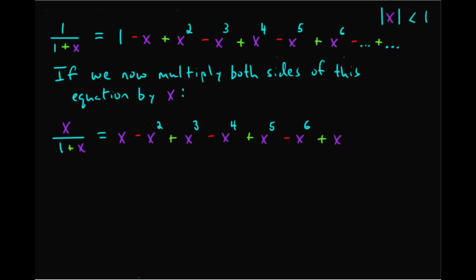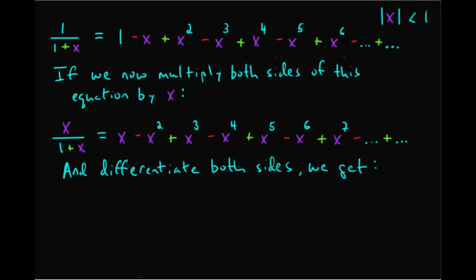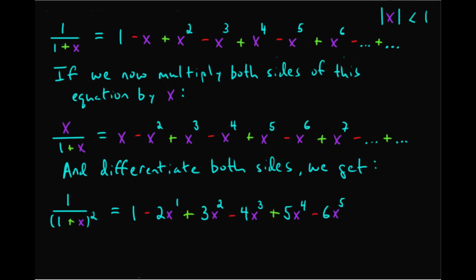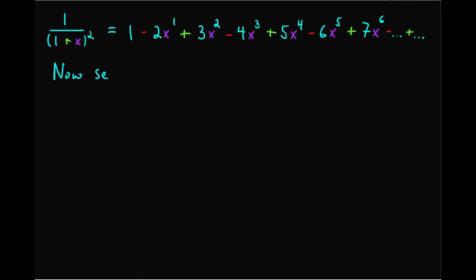And then, if we differentiate both sides of the equation, we get 1 over the quantity 1 plus x squared equals 1 minus 2 times x to the first plus 3 times x squared minus 4 times x cubed plus 5 times x to the fourth minus 6 times x to the fifth plus, minus, and so on. This series representation of the function has the same interval of convergence as the alternating geometric series. In other words, it converges for all x whose absolute value is less than 1.